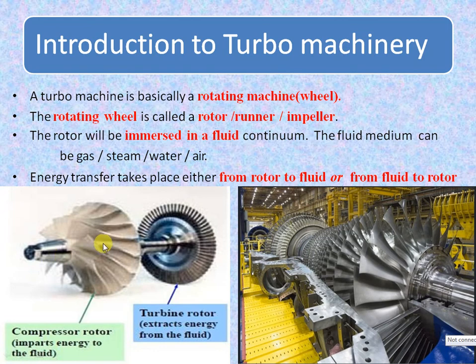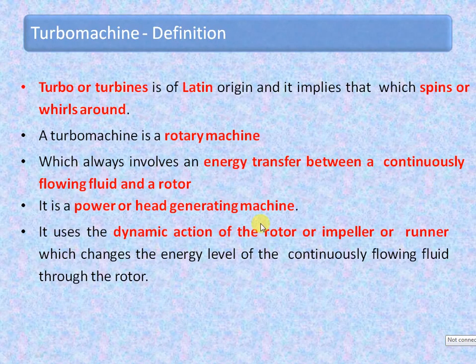Here you can see that a compressor rotor imparts energy to the fluid, and in a turbine the turbine rotor extracts energy from a fluid. So the compressor is a power consuming device and the turbine is a power producing device. Another diagram shows the steam turbine setup. You can see that it is fully made of alloy steel and it is super finished and complicated.